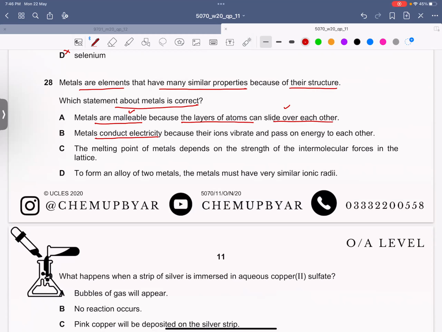Metals conduct electricity. Yes, because their ions vibrate. No. In metals, free electrons can move, so B is wrong. The melting point of metal depends upon the strength of intermolecular forces. Completely wrong. Intermolecular forces are actually between molecules, and metals don't have molecules, metals have atoms. To form an alloy of two metals, the metals must have very similar ionic radii. Not necessary. It can be of any size. So A is the correct answer.